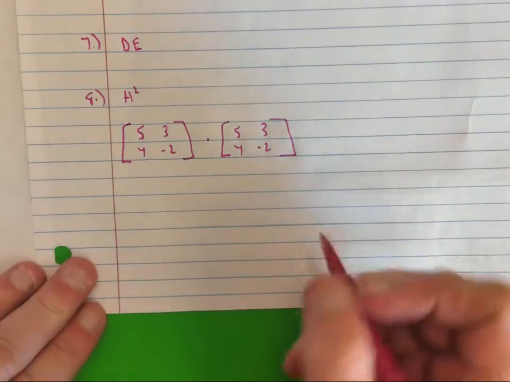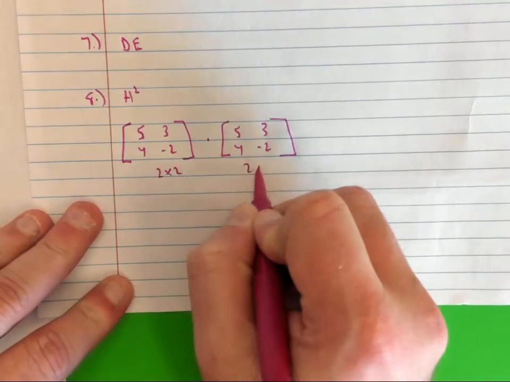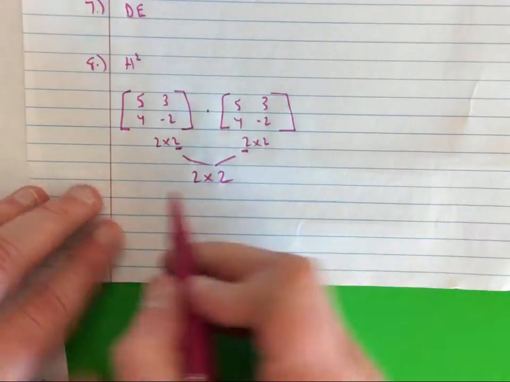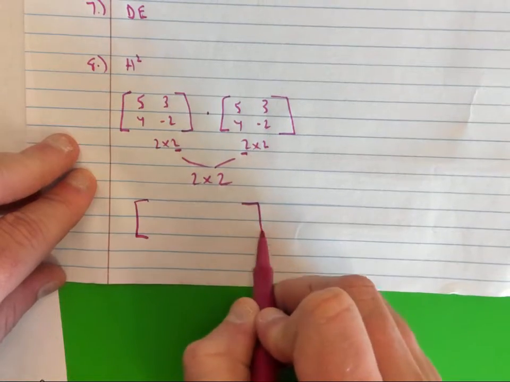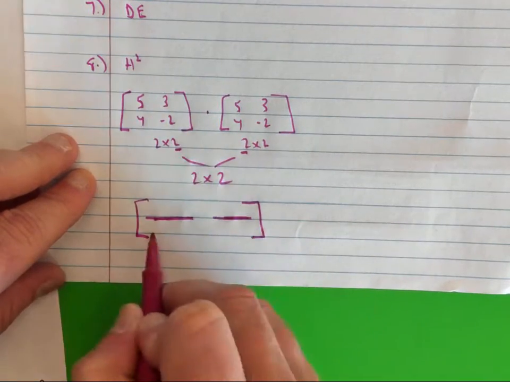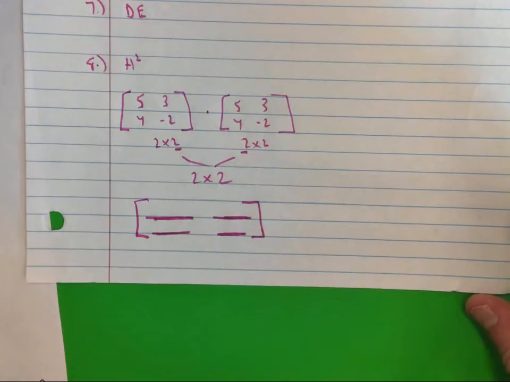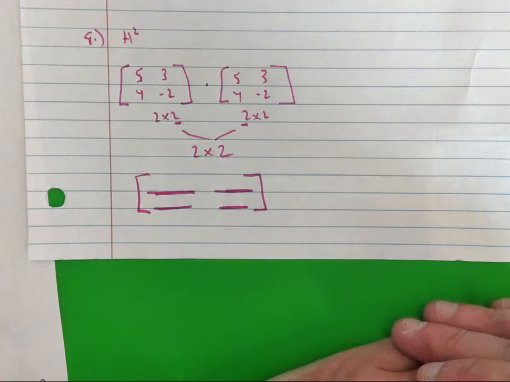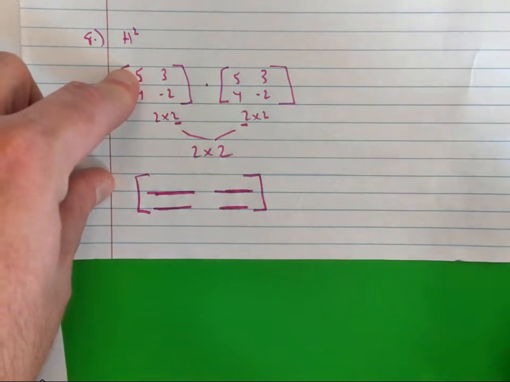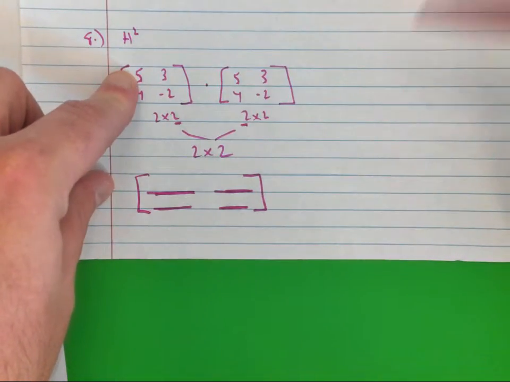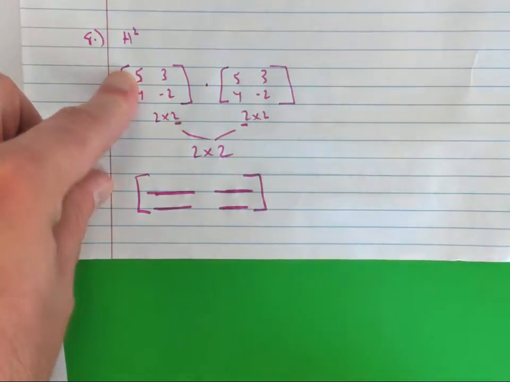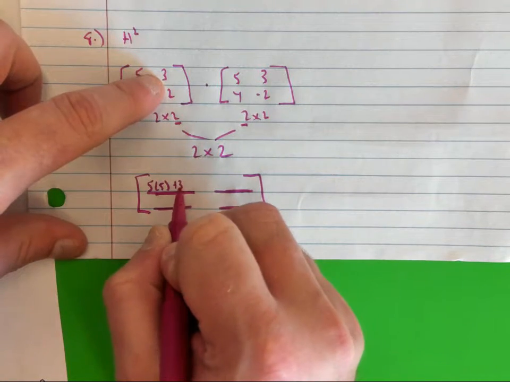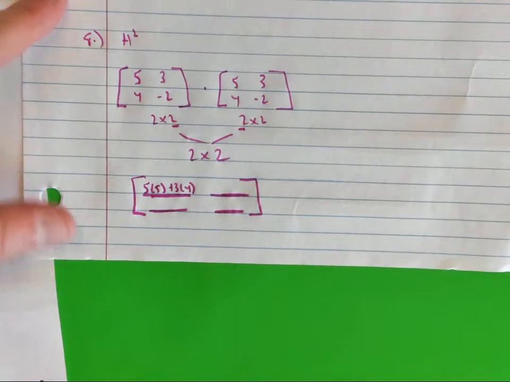Alright, so this is a 2 by 2 and a 2 by 2. These are the same, so what's going to result? A 2 by 2. So I'm going to draw my skeleton. Now, I'm going to say 5 times what number? I need y'all to tell me the steps. 5 times what? 5. Very good. And then 3 times what? 4. Very good. Do we all understand that so far?